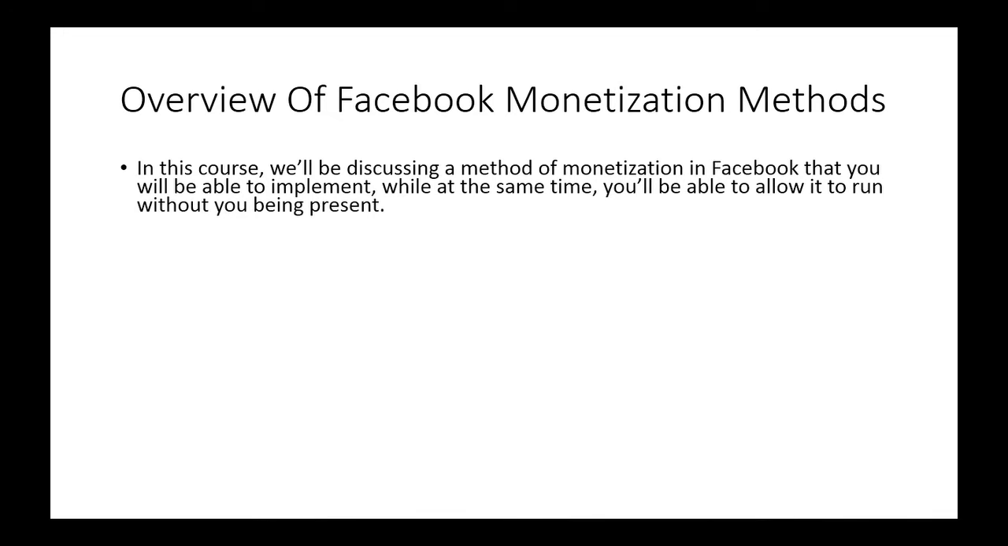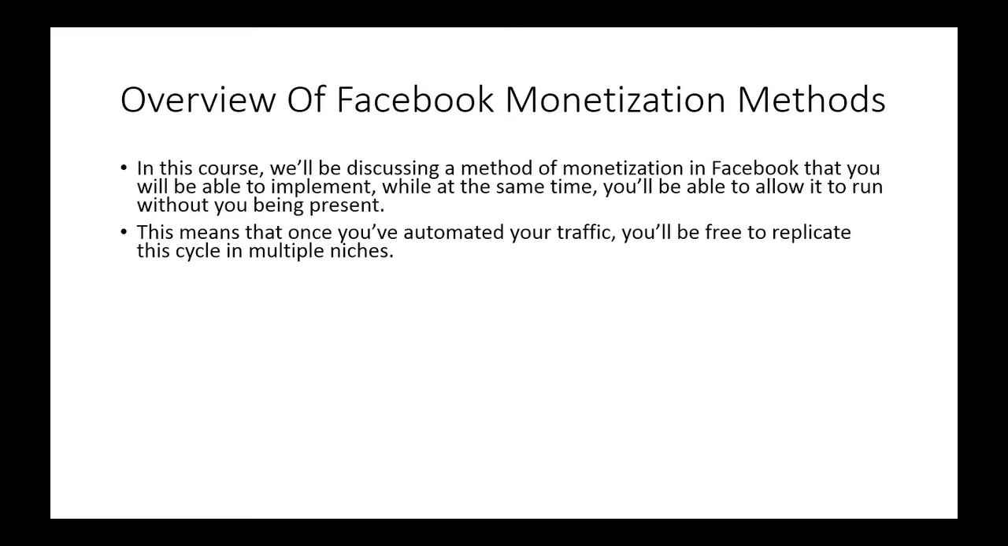So in other words, what you're really trying to do is to set up an income stream that will eventually run without you. Now, this means that once you've automated your traffic, you'll be free to replicate this cycle in multiple niches. And what we'll be primarily talking about in this course is executing a content membership inside of Facebook.